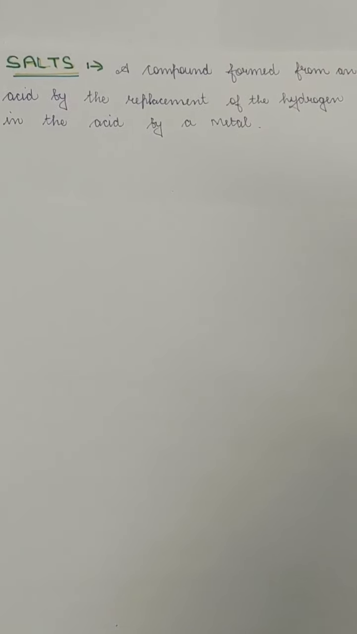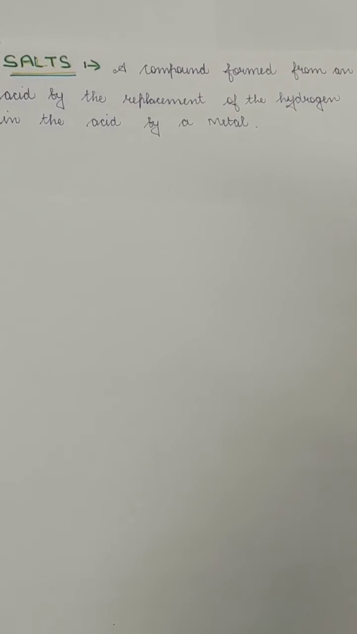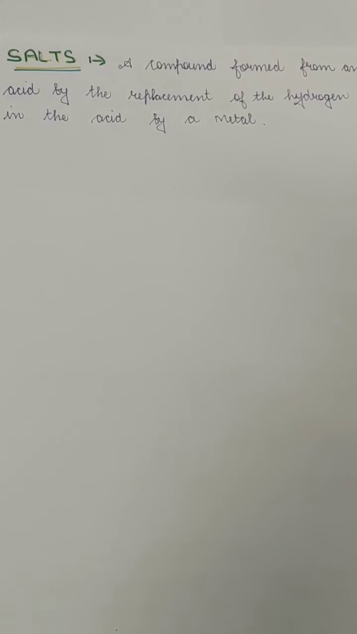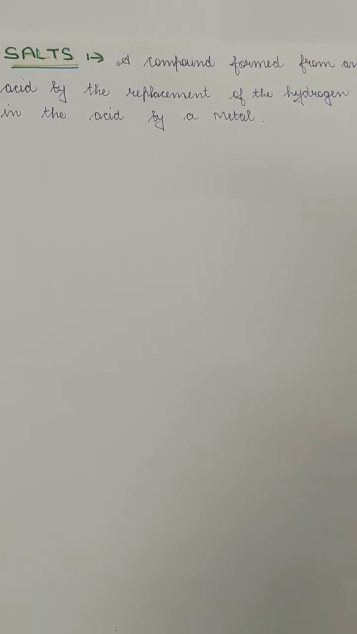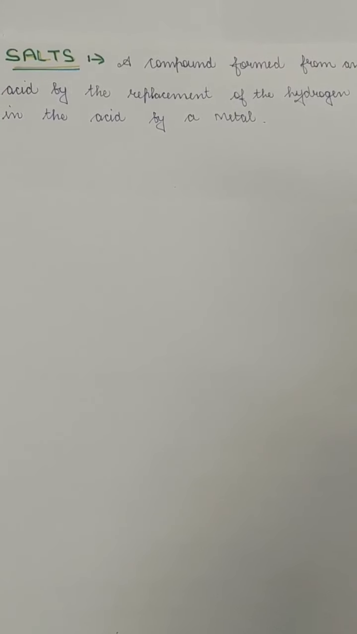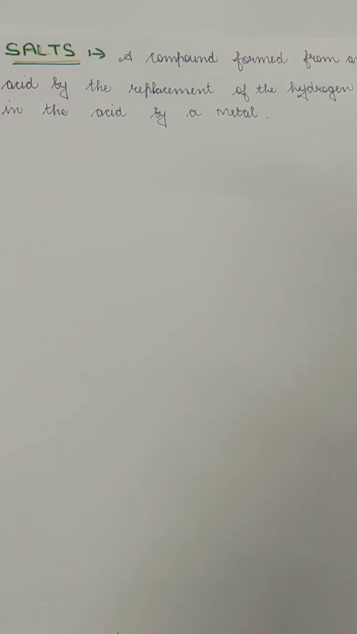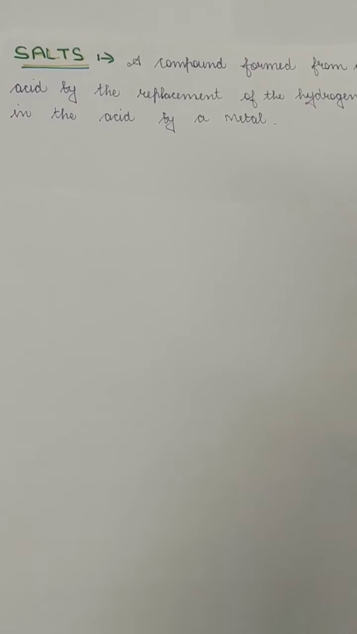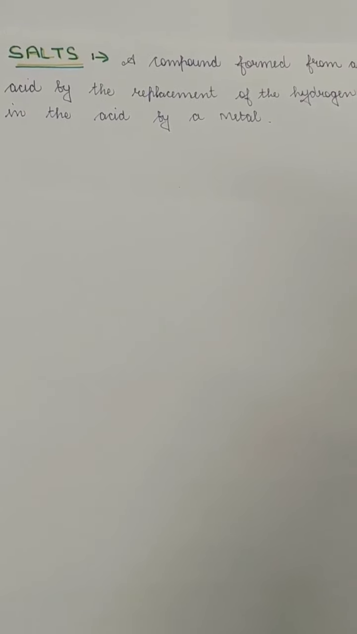So, let's begin our next topic of chapter number 2, chemistry, that is acids, bases, and salts. So far, we have read about what acids and bases are and how they react with other compounds such as metals and other things. And we have also discussed the pH value of acids and bases and their uses. So today we're going to start our next topic, that is salts.